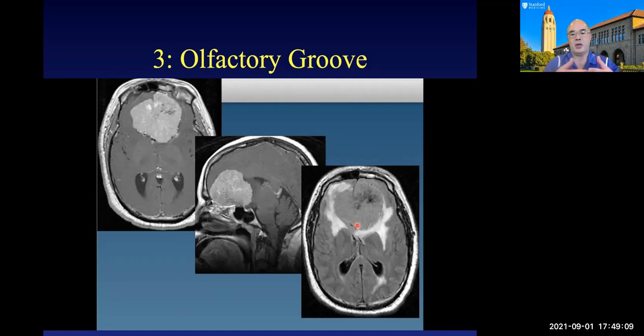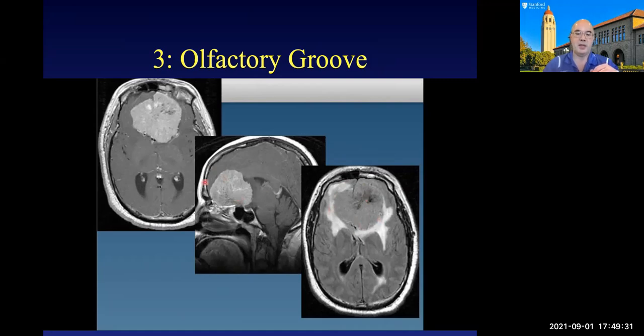Now, if they get larger like this, patients can have some cognitive issues, they can have some headaches, they can have some seizures. And so if they're discovered at this size, they're often symptomatic. Now, how do you manage these? If they're this big, you have to pretty much start with surgery. That's the only way to get pressure off the brain.